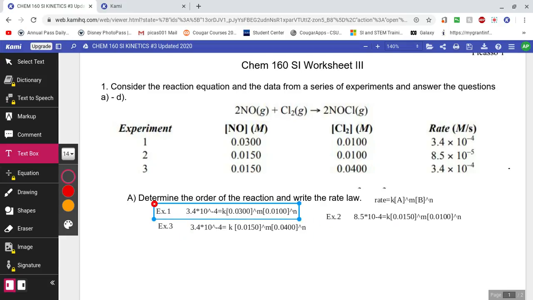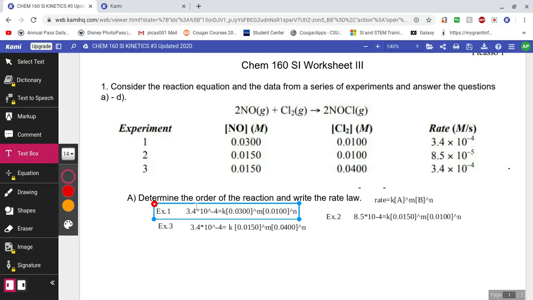The only issue is that we have 3 variables. Now, in order to figure out what the order is for each reactant and ultimately find out what the rate constant is, we need to begin eliminating these variables. Obviously, there's a relationship between the concentration of the reactants, the exponents, and the k, to the rate.